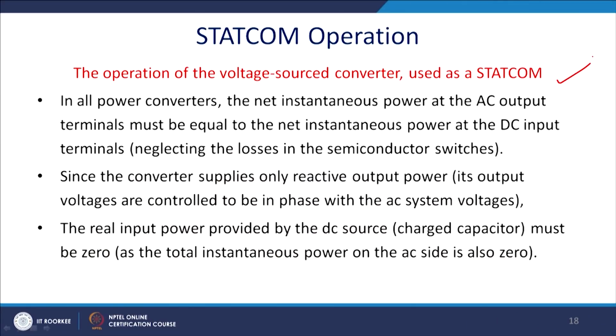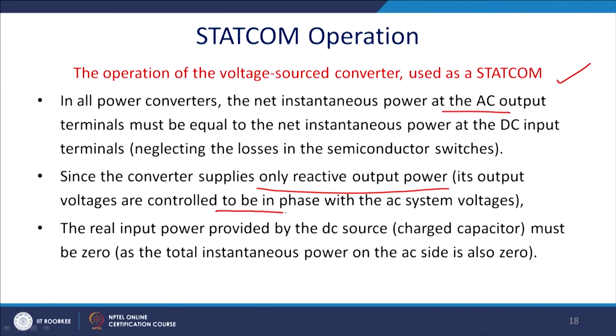Operation of the voltage source converter. Generally we use a voltage source converter as a Statcom. In all power converters, the instantaneous power at the AC output terminal must be equal to the net instantaneous power at the DC terminal, neglecting the switching losses and other losses, namely the losses of the semiconductor switches, and also the hysteresis and eddy current losses of the coupling inductor and all those things. So, this should balance.